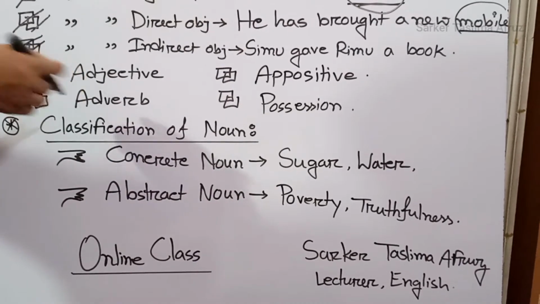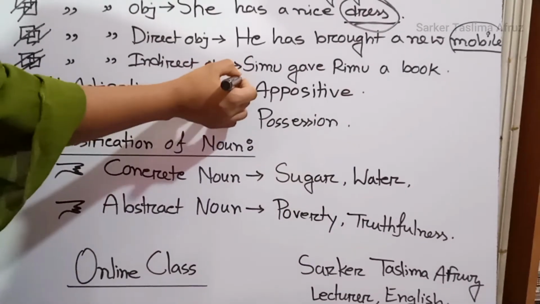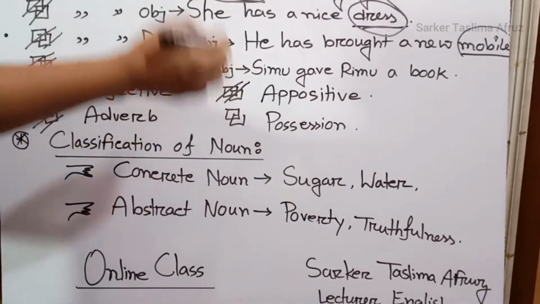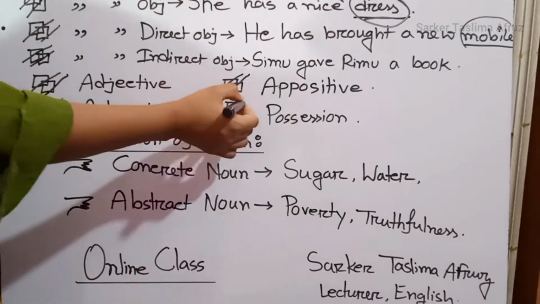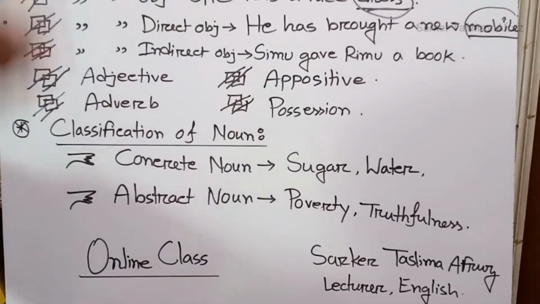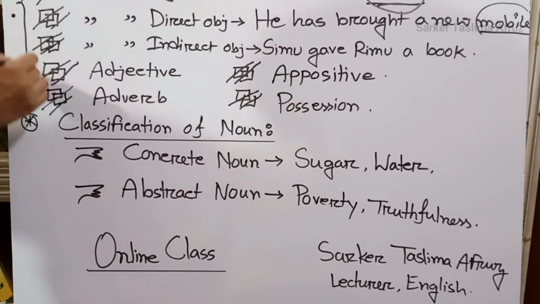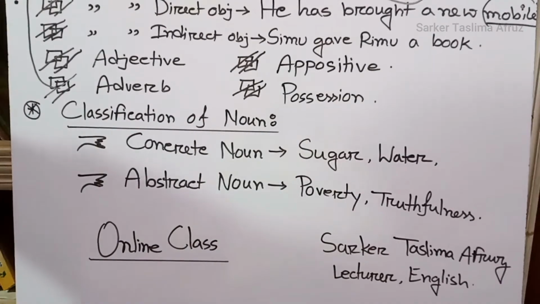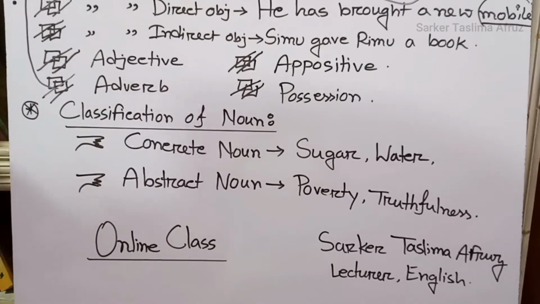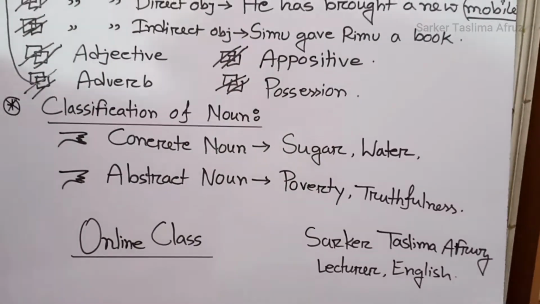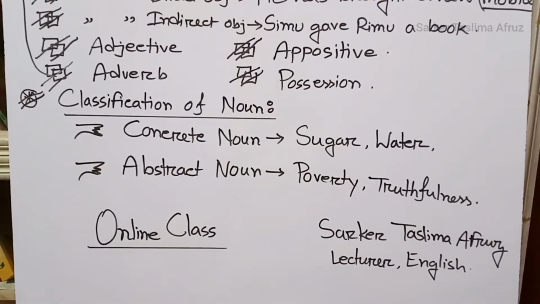Well, it's sometimes used as an adjective, sometimes an adverb, and an appositive. This topic is very important, and of course I will talk about it in a later video. Next one is possessive. These are the functions of noun. As I was saying, noun has great importance in grammar, and I hope you understood these functions of noun.